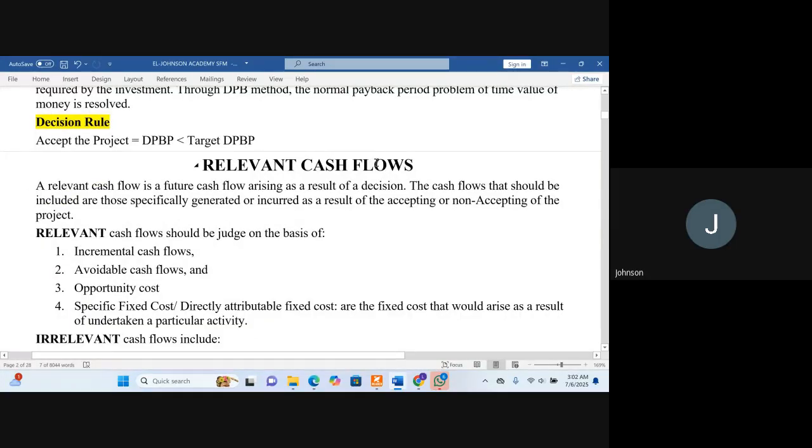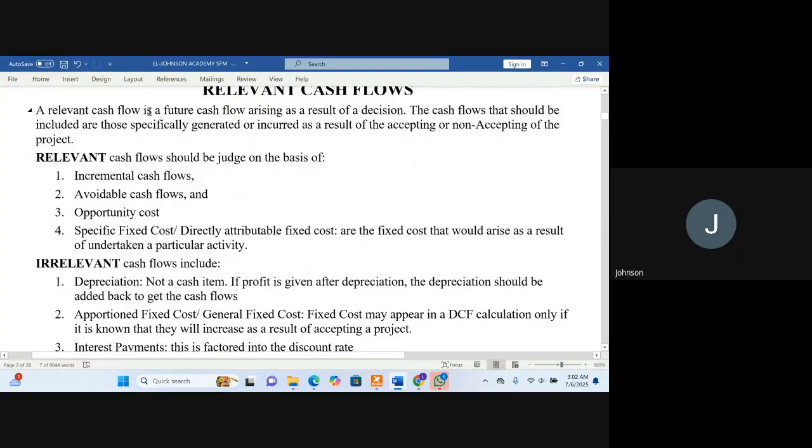What are the cash flows that are relevant to the project we are doing? Number one, a relevant cash flow is a future cash flow arising as a result of a decision. Okay, so that's the definition. A relevant cash flow is a future cash flow arising as a result of a decision.